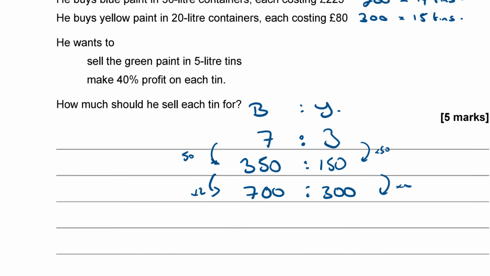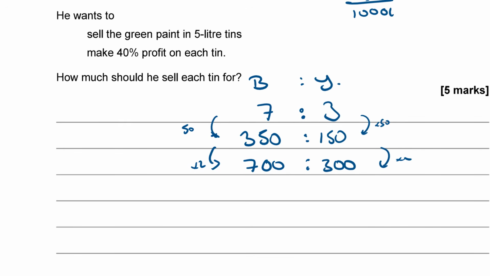Okay, and that will give me 1,000 litres altogether, won't it? Because I'm going to add them together, so by volume I'm going to end up with 1,000 litres of this stuff. Okay, so let's do that then. That seems like a good plan. So cost of paint.